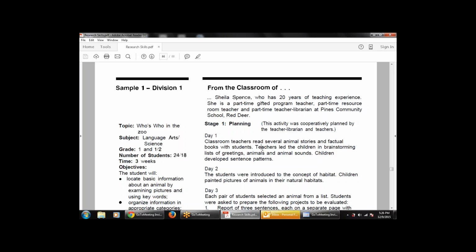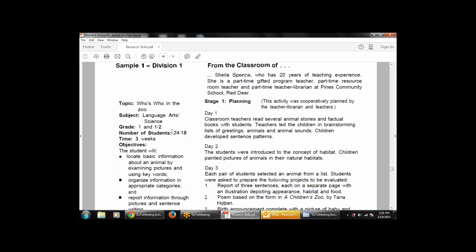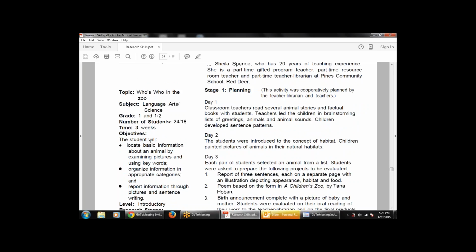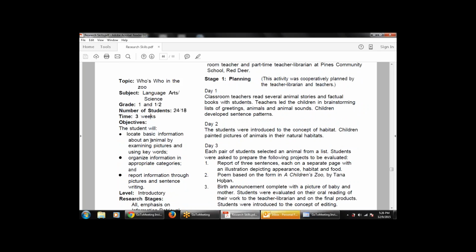Then day 2, the students were introduced to the concept of habitat. Children painted pictures of animals in their natural habitats. That is day number 2. The topic is Who is in the zoo. The subject is language arts and science. The grade is 1 and 2. The number of students is 24. The time is 3 weeks. So this is the topic that is given, and this is the objective, what they are going to do.